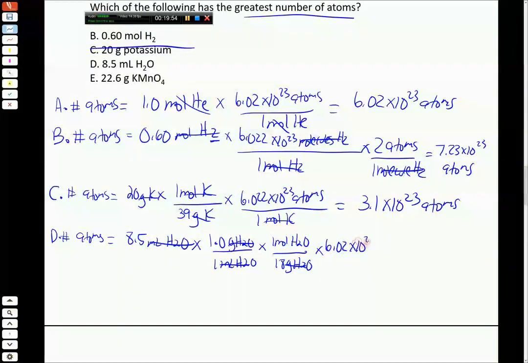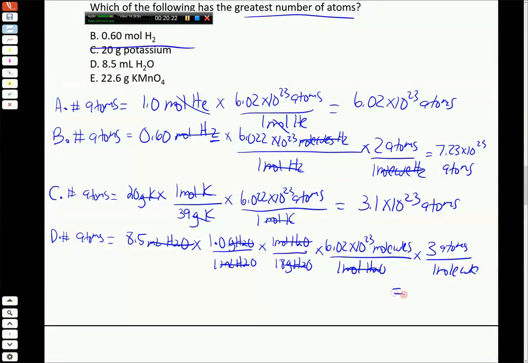That's going to be molecules, because water is a molecular compound. So when we use Avogadro's number, that gives us the molecules, but then if we want to convert into the number of atoms, just like we did for H2, we figure out how many atoms are in a single molecule of H2O. So H2O has 3 atoms, 2 hydrogens, 1 oxygen, so it's going to be 3 atoms in every 1 molecule. And so when we multiply this out, we get 8.5 divided by the molar mass times Avogadro's number, and then times 3, because there's 3 atoms.